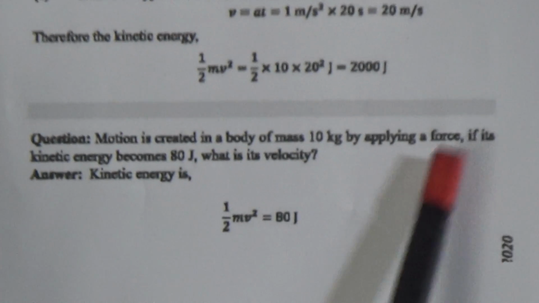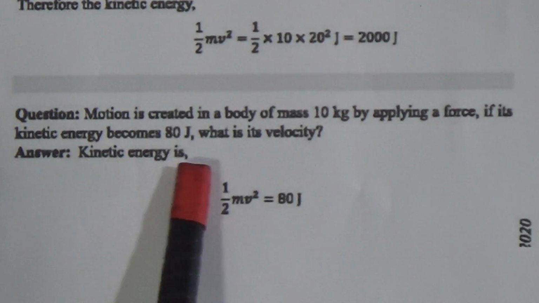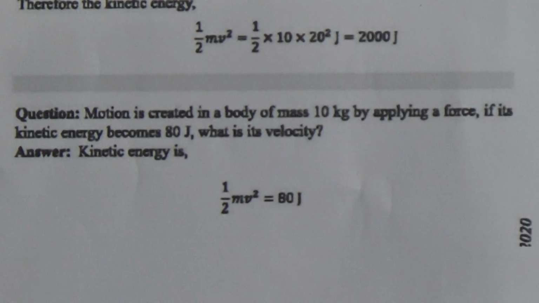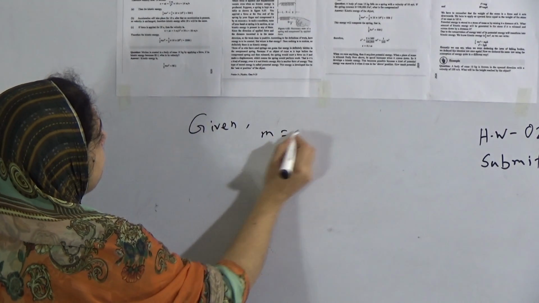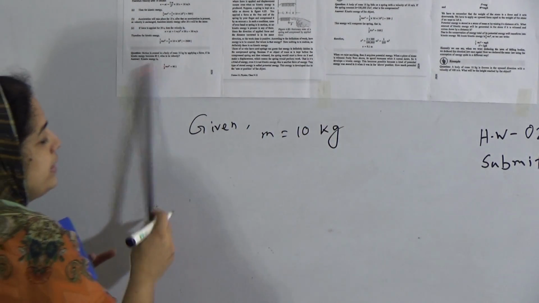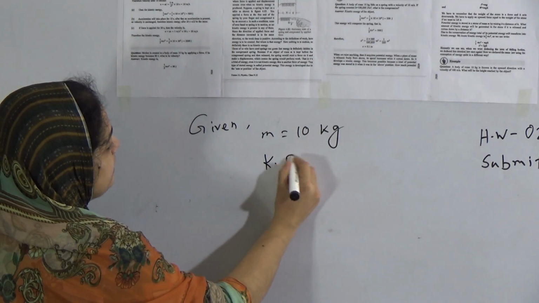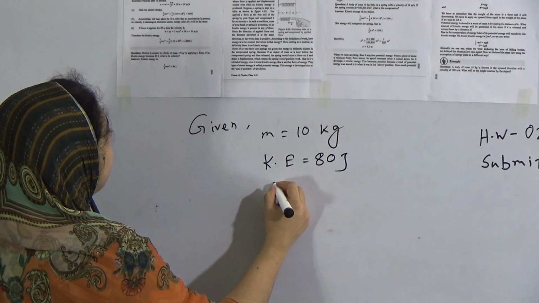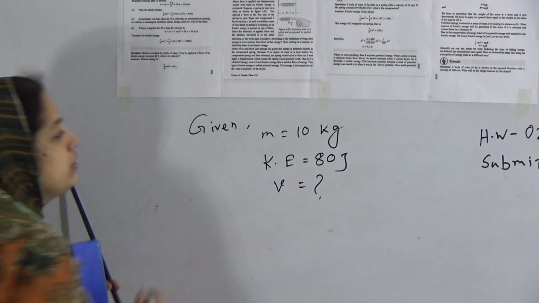Here given the question: motion is created in a body of mass 10 kg by applying a force. If its kinetic energy becomes 80 joule, then what is the velocity? So write given: mass of that object m equals 10 kg. Given also the kinetic energy, Ke equals 80 joule. We have to find out the velocity. So velocity v equals what?